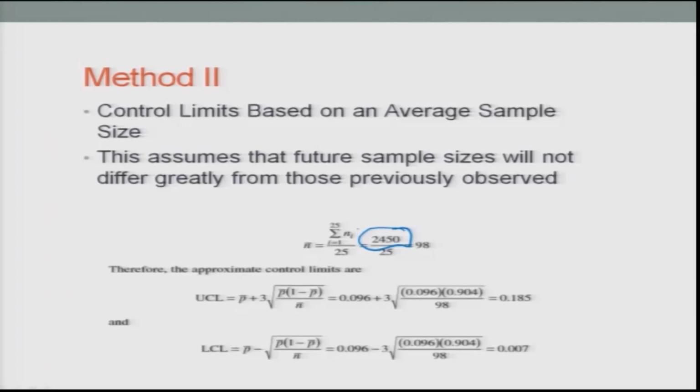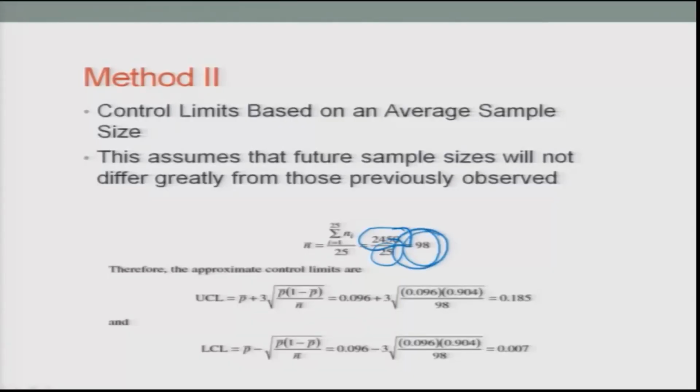This assumes that future sample size will not differ greatly from those previously observed. So there would be a difference, but the difference is not large. What you need to do is check here: you had taken 2450 total observations. How many times have you taken observations? 25, because one time you took 100, other time you took 90, sometime you took something else. So there are 25 such.